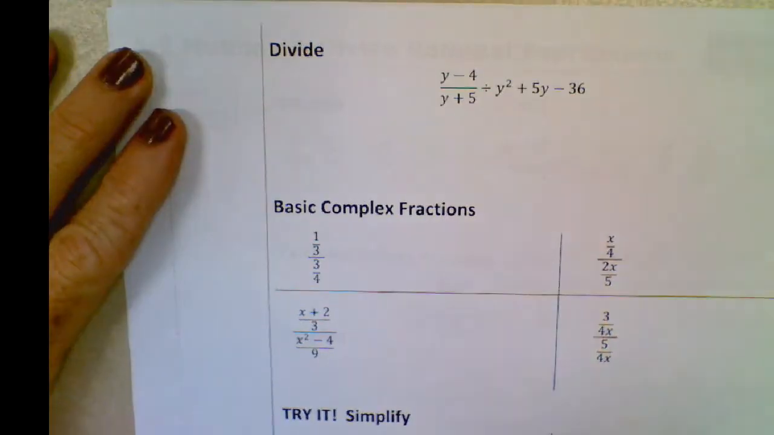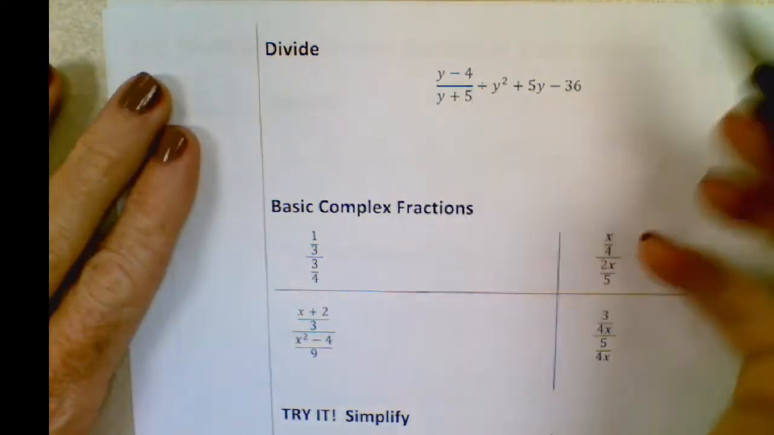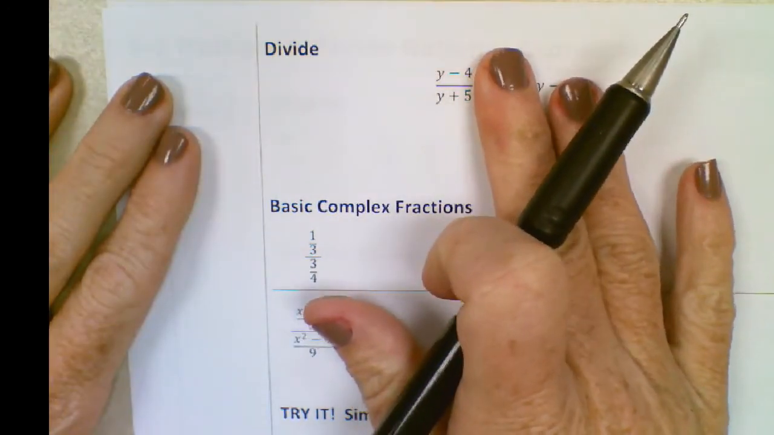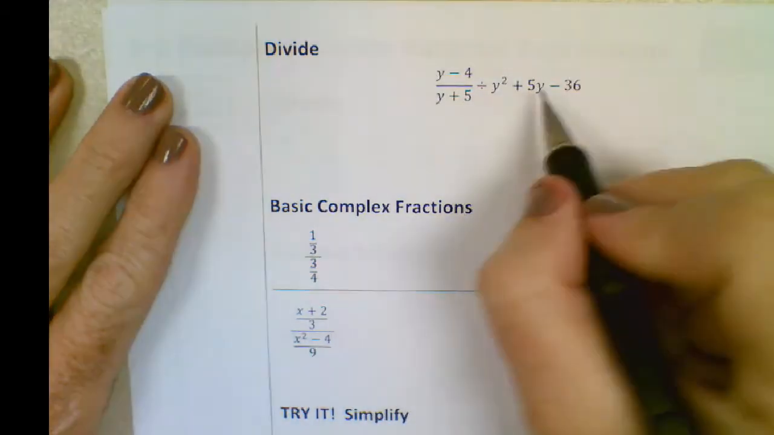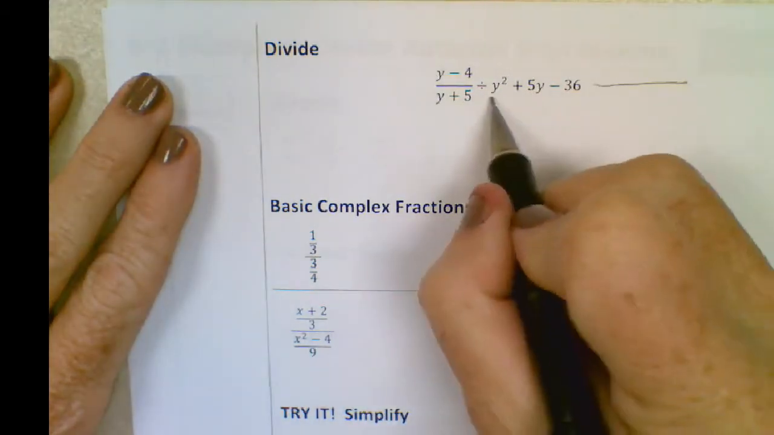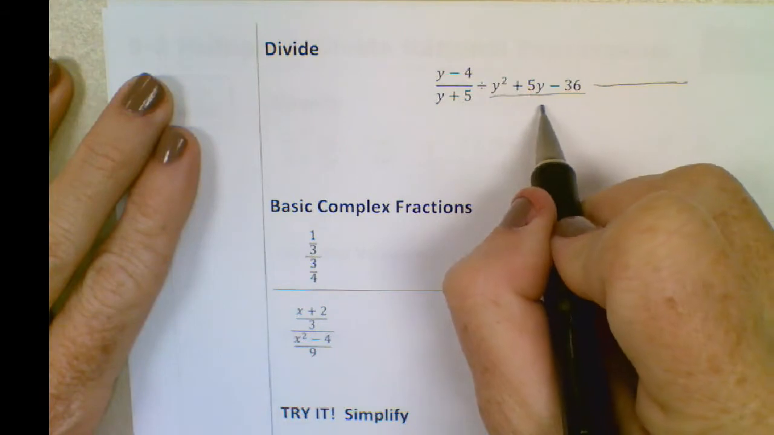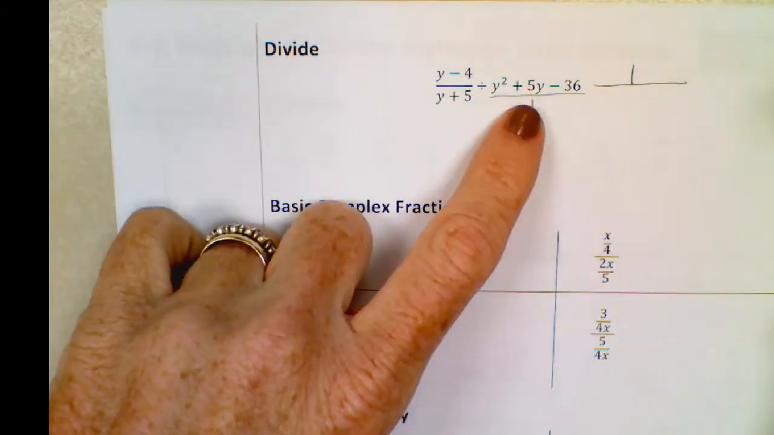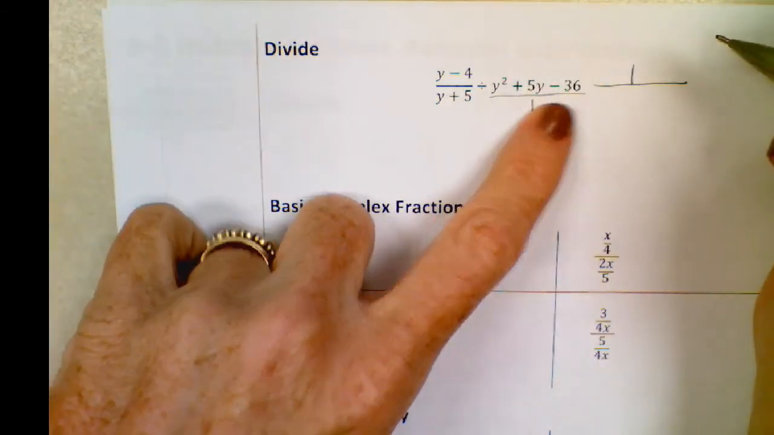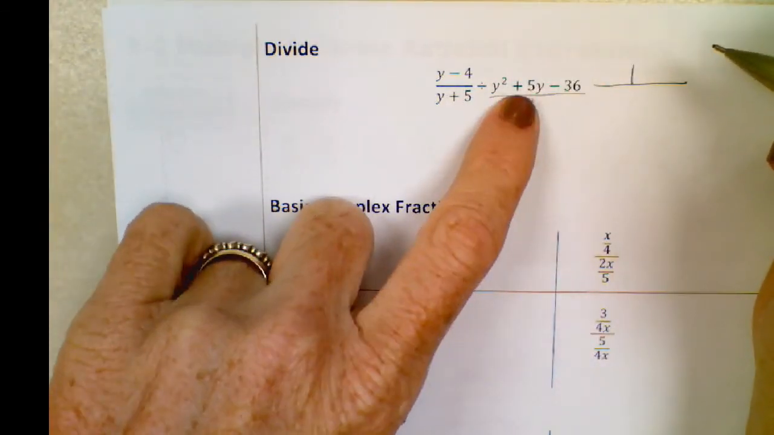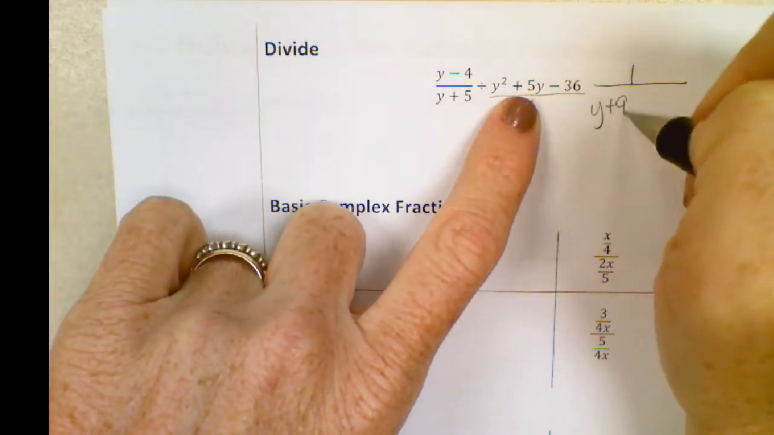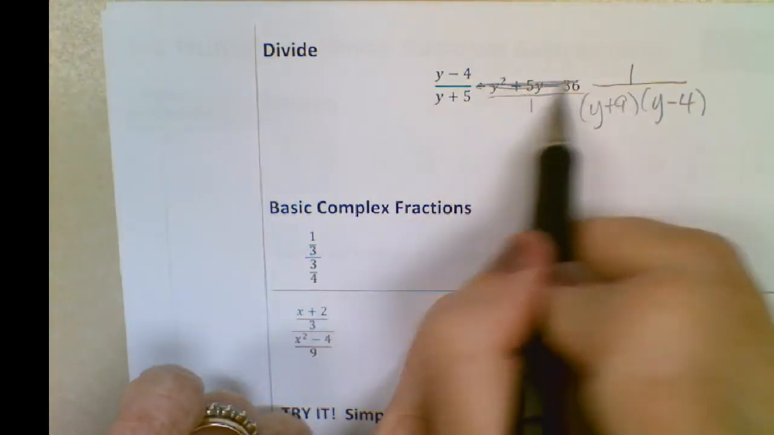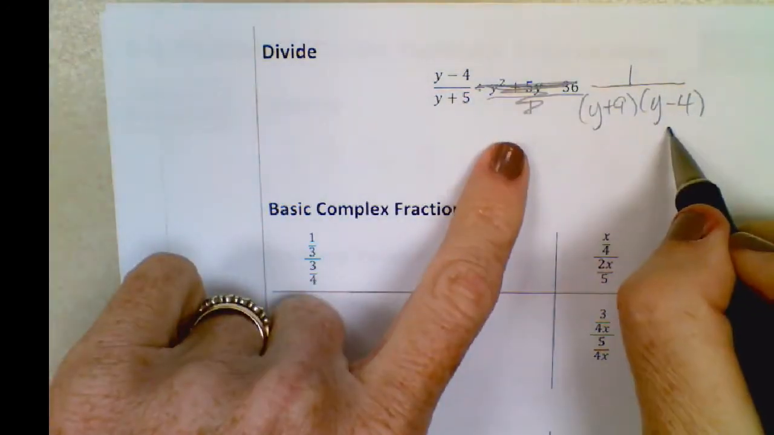Okay, so let's do another one for practice. So this first fraction is as simple as it can get, just y minus 4 over y plus 5. This one is not, but I'm going to go ahead and flip that over. So this would be the same as y squared plus 5y minus 36 over 1. So I'm going to switch that, and I'm going to factor this. So the two numbers that multiply to -36 and add to 5 would be y plus 9 and y minus 4. So now I can get rid of all of this, and now this is already factored.